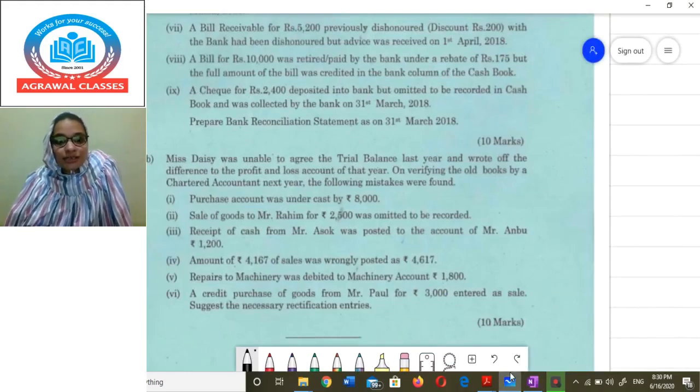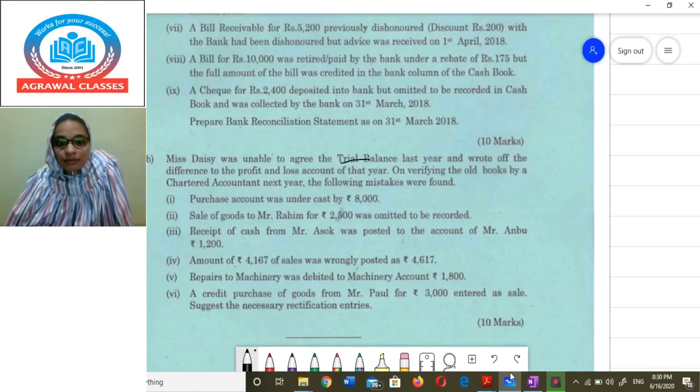See, the question says, Miss Daisy was unable to agree the trial balance last year, mark the point, last year, and wrote off the difference to P&L account for that year. So first thing they are saying that the trial balance was not tallied, and whenever the trial balance does not tally, what do we open? We open a suspense account. So suspense account was written off to P&L account.